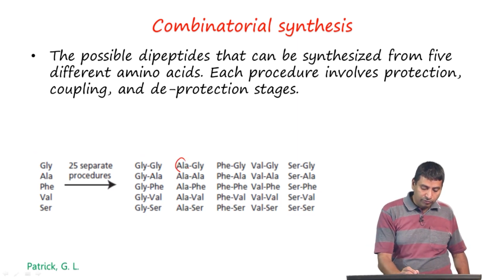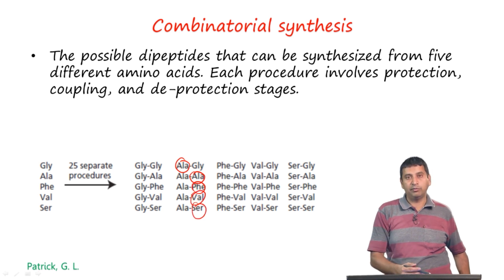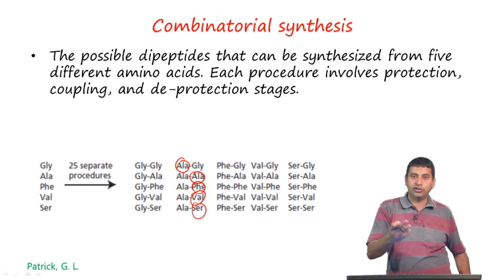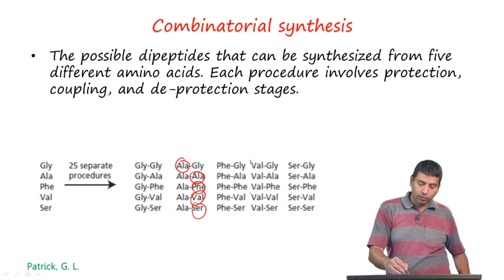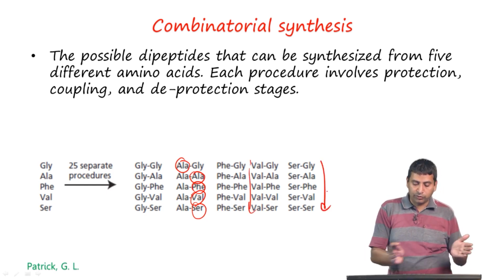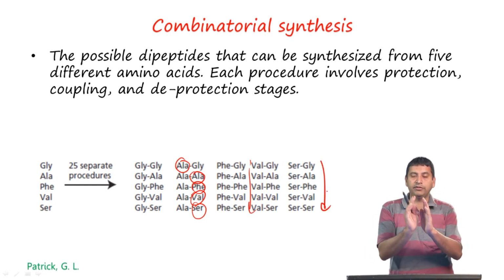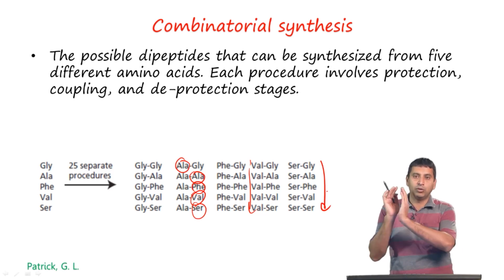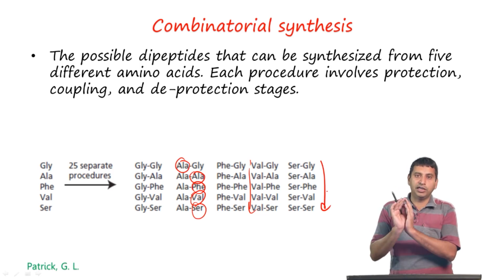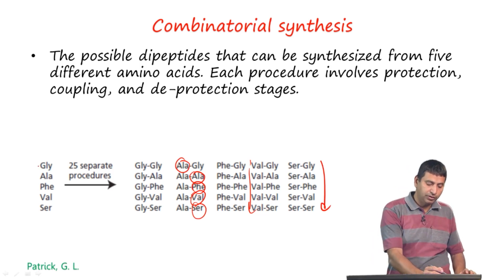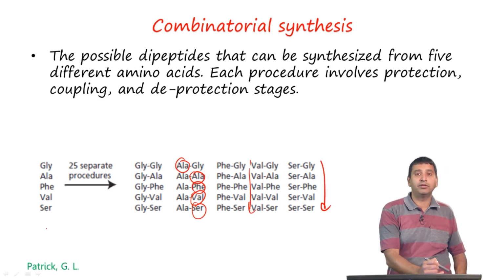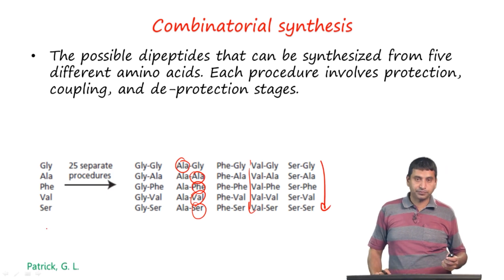Similarly, we can also make alanine-glycine, alanine-phenylalanine, alanine-valine, alanine-serine. So, these again can be made. Again, I have to go through protection deprotection strategies. And so, if we follow this procedure, I need to use 25 separate procedures to make 25 different dipeptides, starting from 2, 3, 4, 5 of these amino acids.